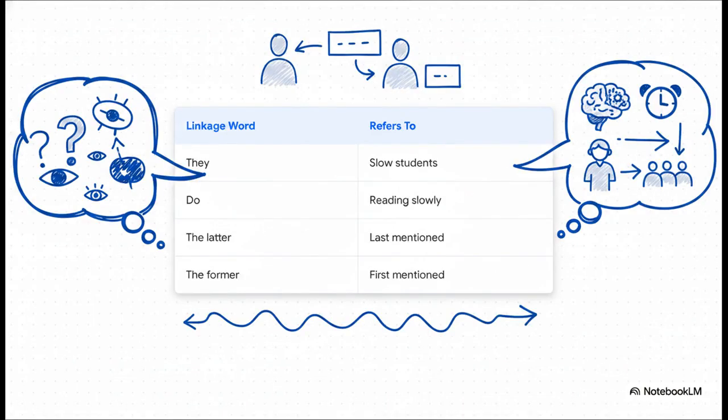To truly comprehend a text, you absolutely have to actively track these linkages. Like when you see the word they, your brain needs to automatically map it back to students who read slowly. Or when a writer compares two groups and uses the terms the latter and the former, you need to know exactly which group is which to understand the point being made, right? The latter refers to the last mentioned group, while the former points back to the first mentioned group. Active reading means always knowing exactly what these little words are pointing to.